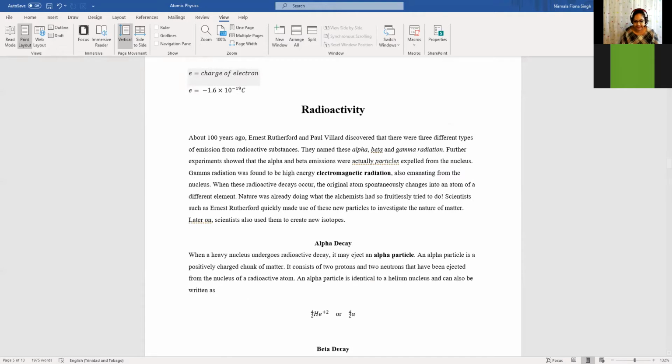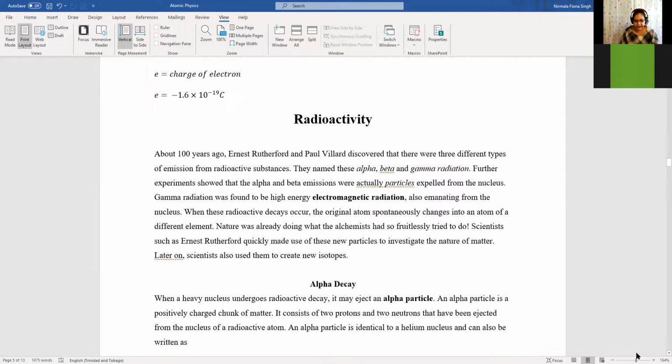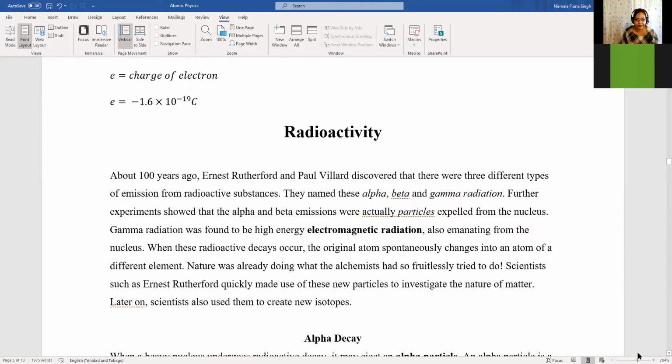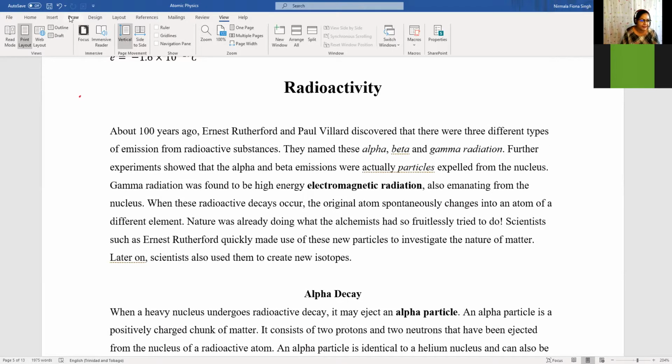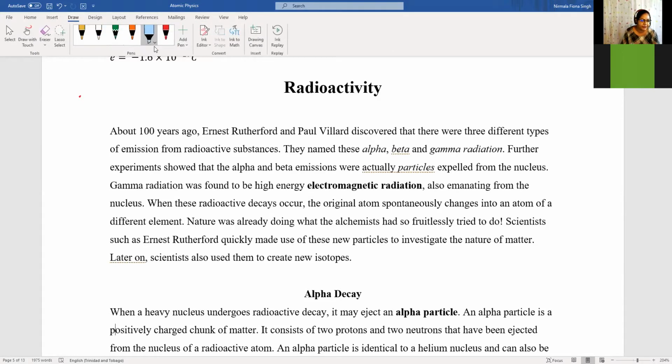So radioactivity. Everybody, when they hear atomic physics, thinks of radioactivity, and your perception of radioactivity might be a little wrong, because radioactivity is not all that it seems to be. Let's just get our markers up and ready. About 100 years ago, Ernest Rutherford and Paul Villard discovered that there were three different types of emissions from radioactive substances.